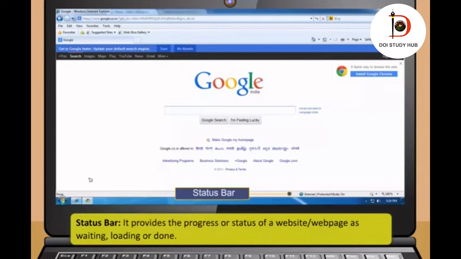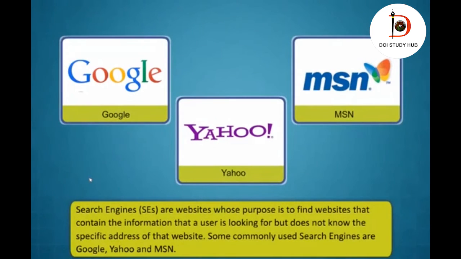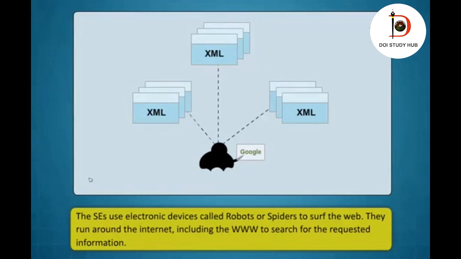On the left side of the address bar, there are back and forward buttons. These buttons help navigate to the previous and the next website that was visited recently. Menu bar contains many menu options like File, Edit, View, Favorites, Tools, and Help. Web page area is the area where the website or web page is displayed. Status bar provides the progress or status of a website or web page as waiting, loading, or done.